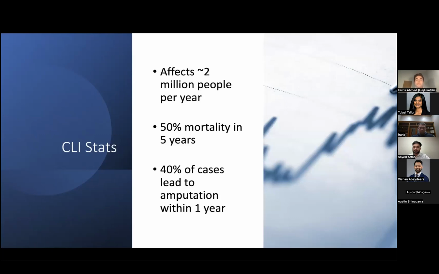Why this is important to study. This affects approximately 2 million people a year and has a very high mortality rate within 5 years. That's not just because of the chronic limb ischemia, but because of the atherosclerotic disease process that can affect other organs and lead to end organ damage. And specific to the limbs, 40% of cases lead to amputation within 1 year. So that's obviously something that you want to prevent if there's CLI.